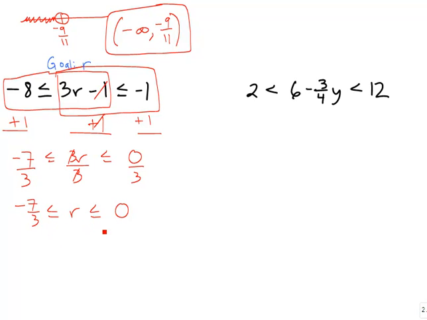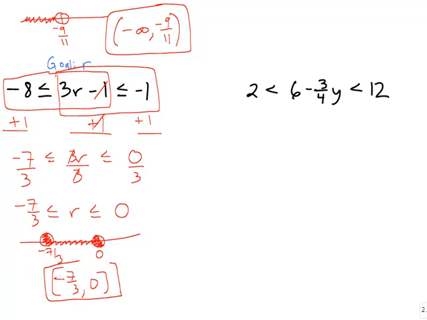So what does this mean as a solution? Graphically, what it means is you want all the r's that are greater than or equal to negative 7/3, but at the same time less than or equal to 0. So that's going to be all the values in between these two endpoints. And since they both have these equal bars, we're going to have closed circles around both of them. So it looks just like this. As an interval, that's negative 7/3 up to 0 with brackets around both of them. And there's our solution.